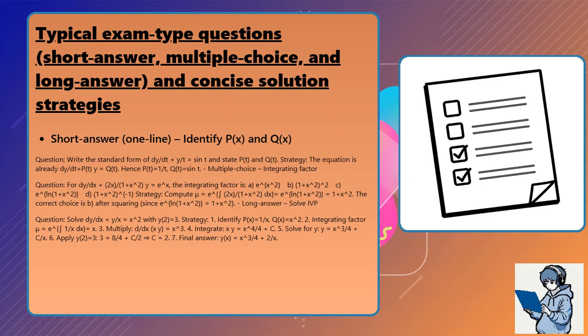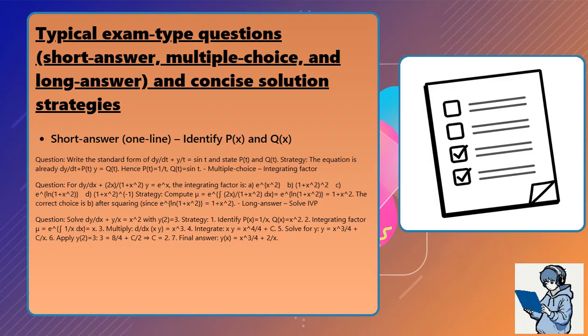Question. Solve dy/dx + y/x = x squared with y(2) = 3. Strategy: first, identify p(x) = 1/x, q(x) = x squared. Second, integrating factor mu equals e to the integral of 1/x dx, equals x. Third, multiply to get d/dx of (xy) equals x cubed. Fourth, integrate to get xy equals x to the fourth divided by 4 plus c.